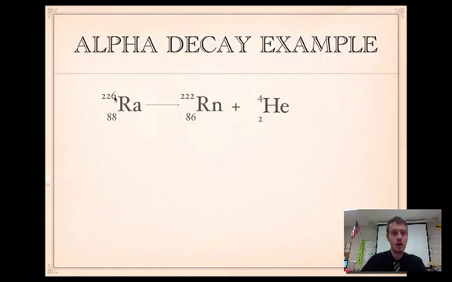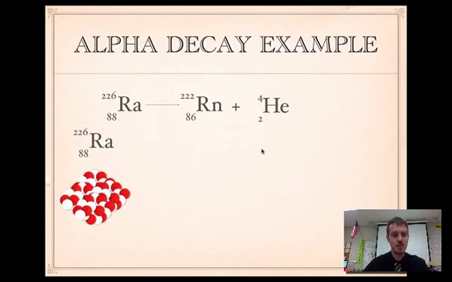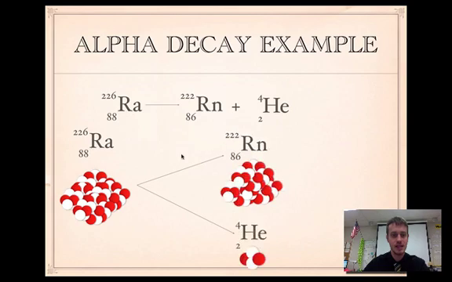So let me move on. I'm going to write 226 to 222, 88 to 86, so I subtracted 4 there and subtracted 2 there. And then you notice that my helium right here is my alpha particle that gets emitted. Here's just an example, visualizing it. This right here loses 2 neutrons, 2 protons.